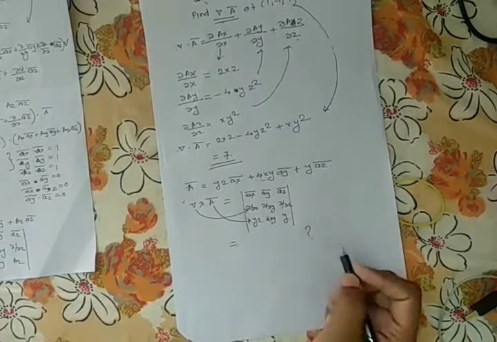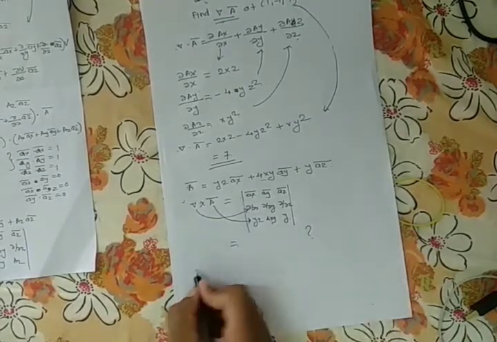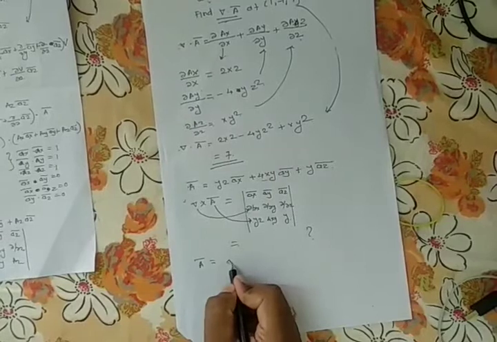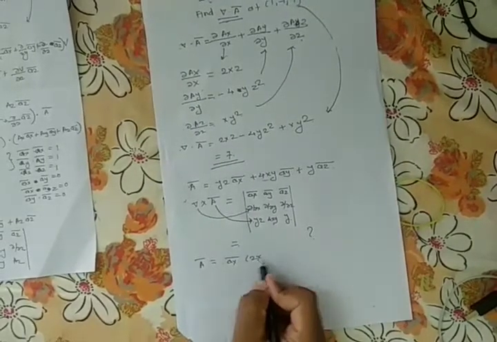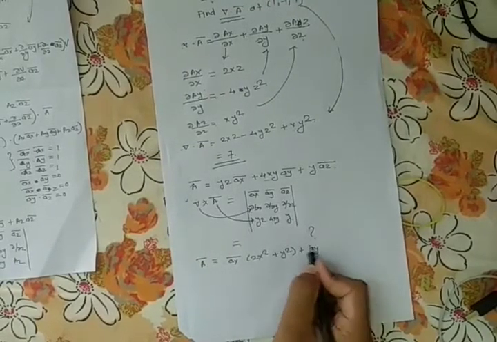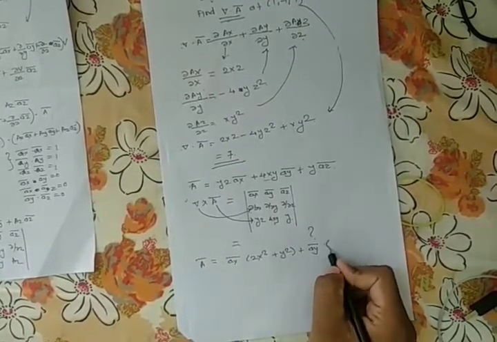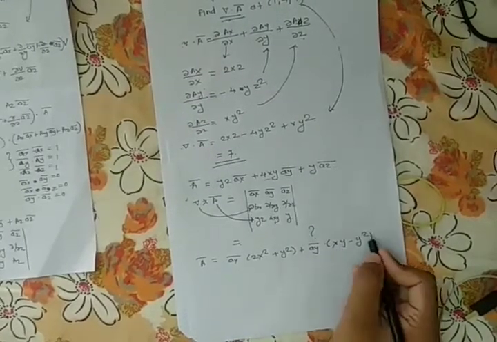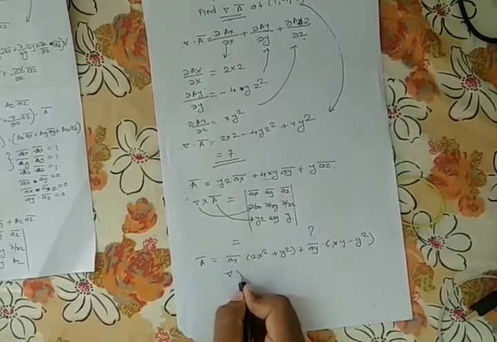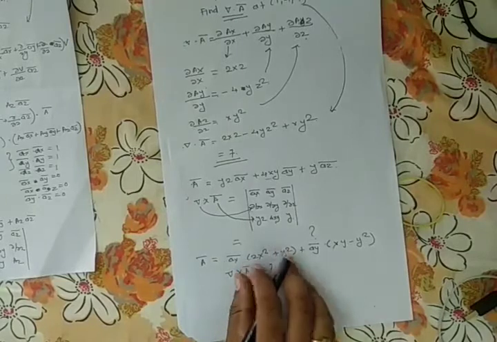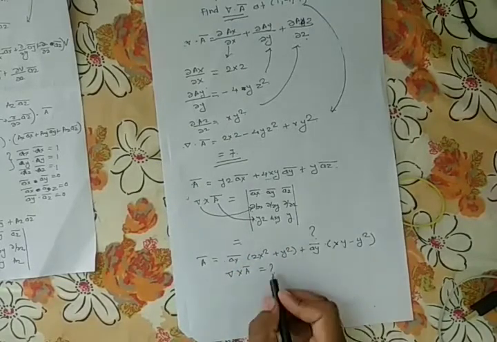So this is homework I am telling you. Another example I am giving you: we have to find out del cross A bar, that is curl. So A bar is given by Ax bar (2x square plus y square) plus Ay bar (xy minus y square). So this is also one example. You have to find out del cross A bar. So you should find out this.